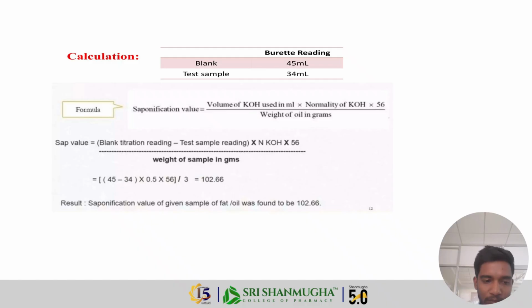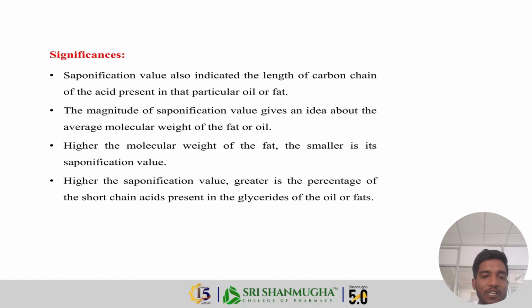And next one, significance. Saponification value also indicates the length of the carbon chain of the acids present in the particular oil and fat. The magnitude of the saponification value gives an idea about the average molecular weight of the fat or oil. The higher the molecular weight of the fat, the smaller is its saponification value. The higher the saponification value, the greater is the percentage of short chain acids present in the glycerides of the oils or fats.